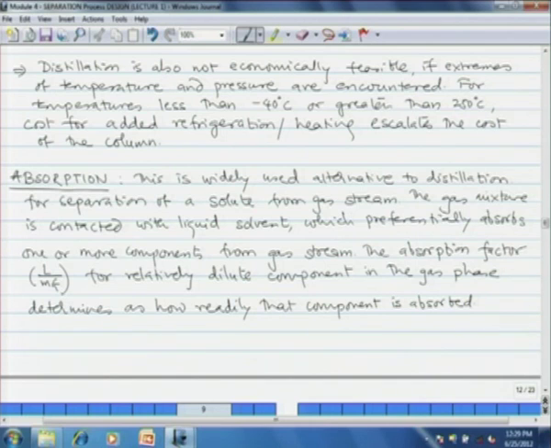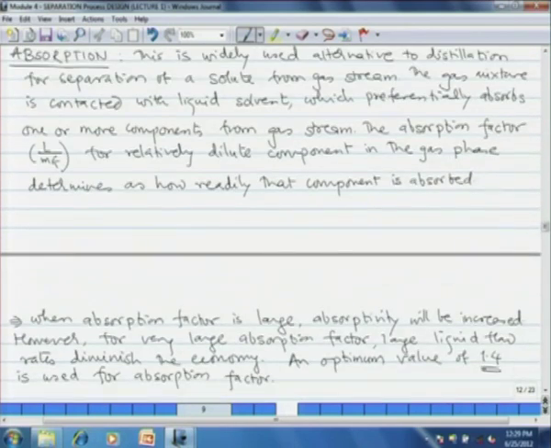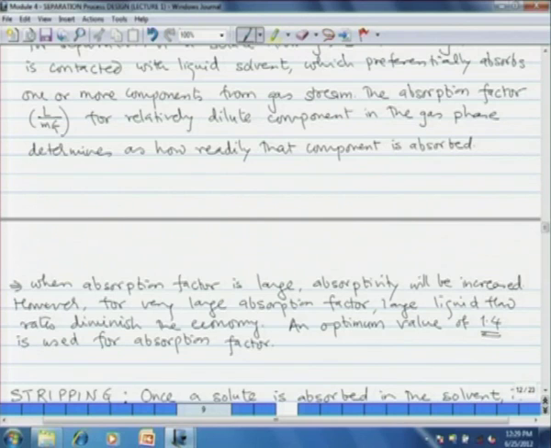The absorption factor L by mG for relatively dilute components in the gas phase determines how readily that component is absorbed. When absorption factor is large, absorptivity will be increased. However, you will have a very large amount of liquid which is rather dilute, and then the recovery of the solute from that liquid becomes uneconomical. We have a separate module for absorption column design, that is the economic decision making during design of an absorption column. So, I do not elaborate this further.